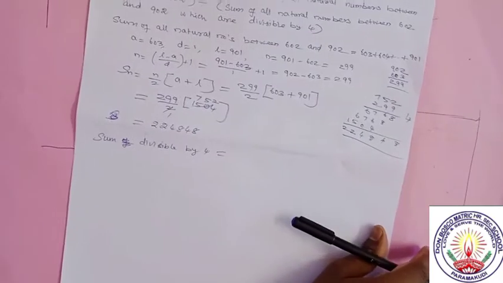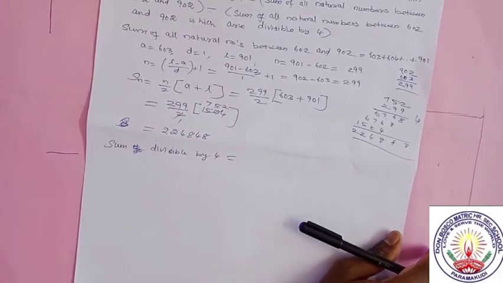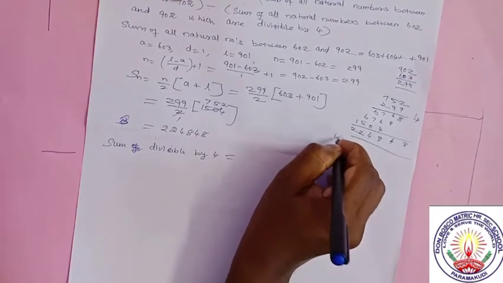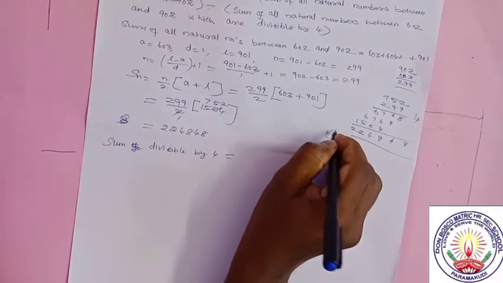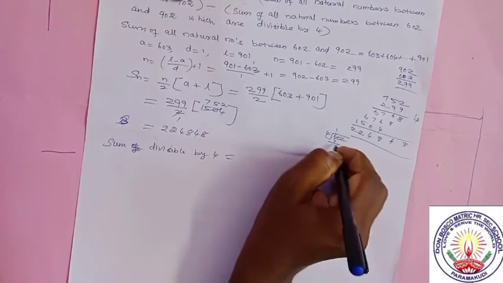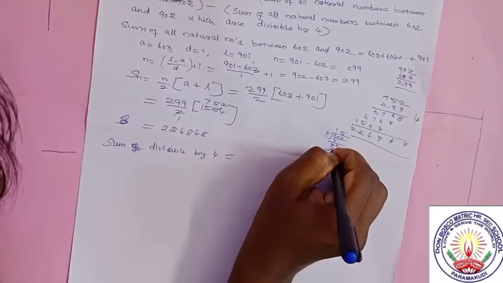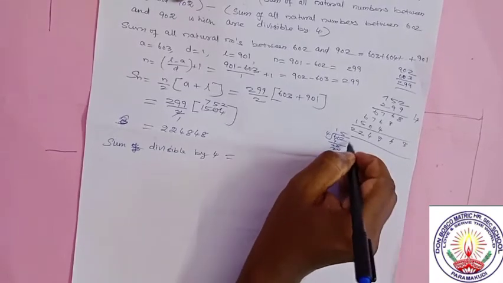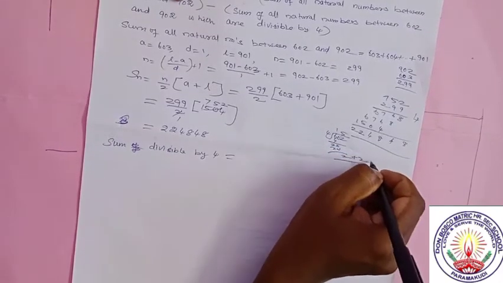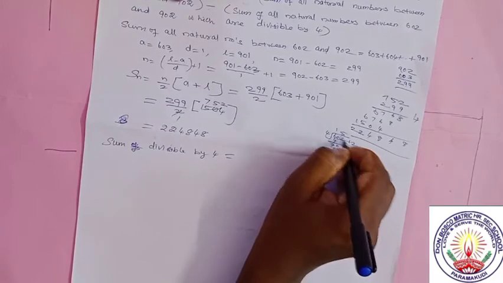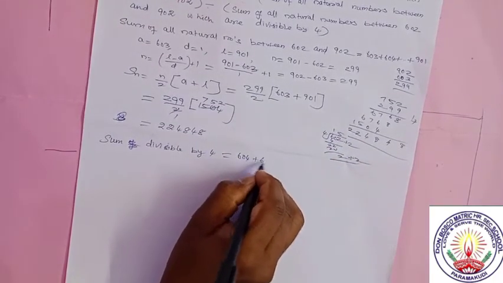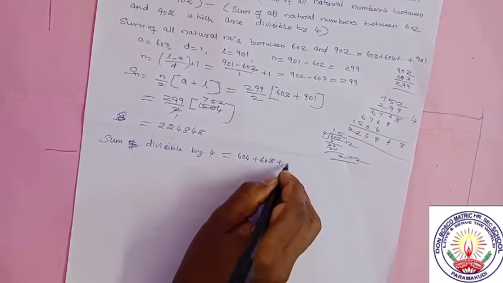So the first number between 602 and 902: divide 602 by 4. 1 4 is 4, remaining 2, 20. 5 4s are 20, remaining 2. Since it has remaining 2, to be divisible by 4 we need 2. So add the 2 with the 602. The first number is 604. Next number is 608, and so on.